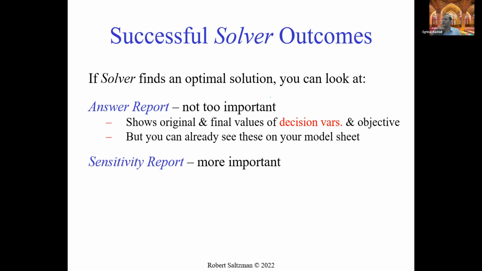Also, the same goes for the constraint. It shows you the left-hand side, the right-hand side, whether they are binding or non-binding, and how much slack you have. We could also print out the sensitivity report. We don't have time to go over that. That's also another table that we can do.